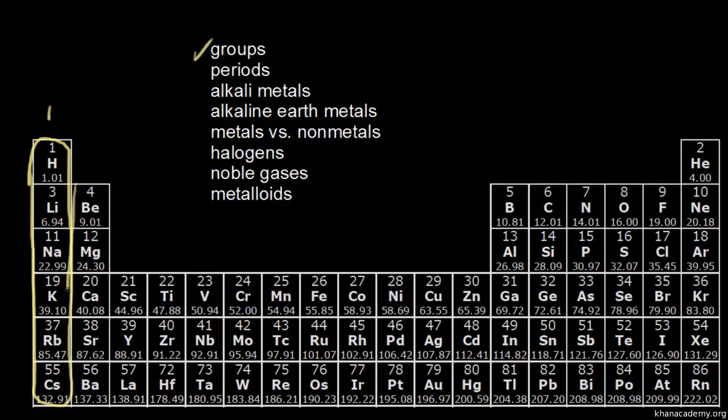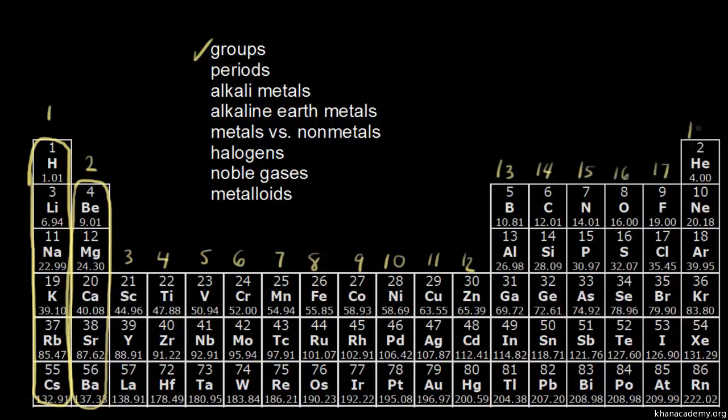I can see that all of these elements are also in the same column, right? So all these elements are in the same group, and we call this group 2. I can continue labeling my groups. This would be group 3, 4, 5, 6, 7, 8, 9, 10, 11, 12, and then I go back up to here and I can see I have another vertical column, so group 13, 14, 15, 16, 17, and finally 18. So that's one way to number your groups.